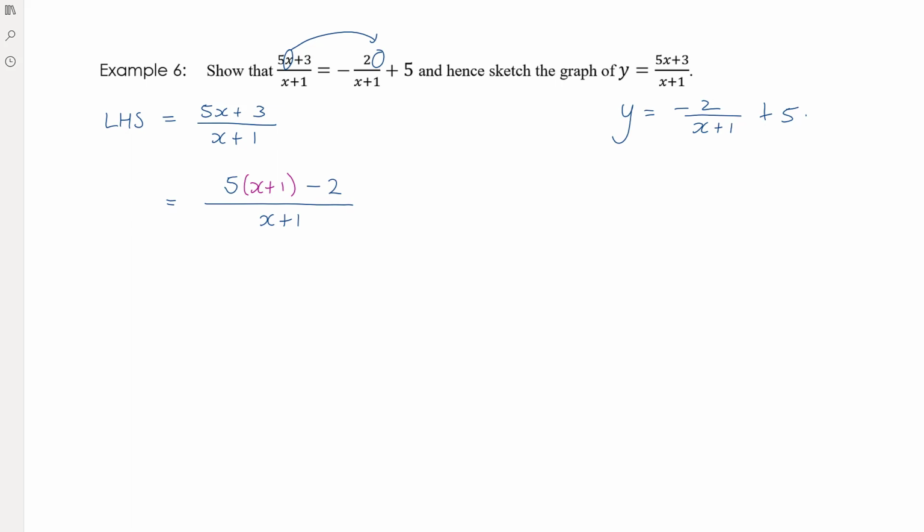The advantage of rewriting it in this way is now I can split my fractions into two fractions. This is 5 times x plus 1 over x plus 1 minus 2 over x plus 1. Okay, and so now the left-hand fraction, the x plus 1's cancel down, and we get 5 minus 2 over x plus 1. So we get negative 2 over x plus 1 plus 5.